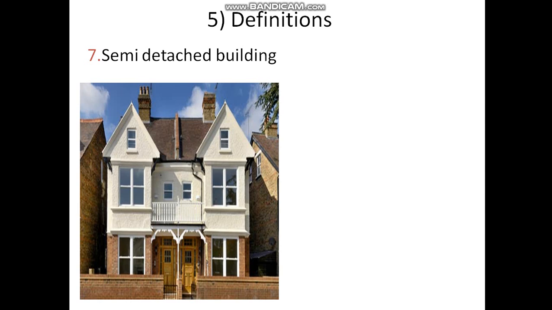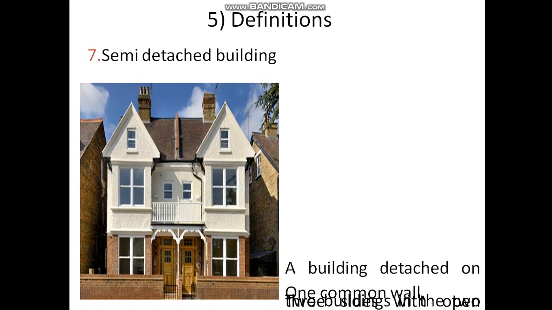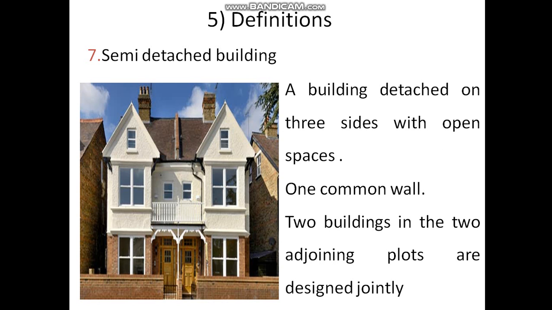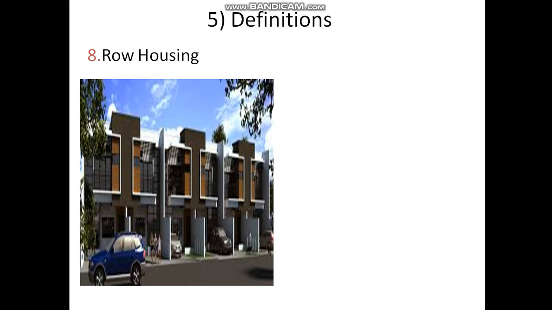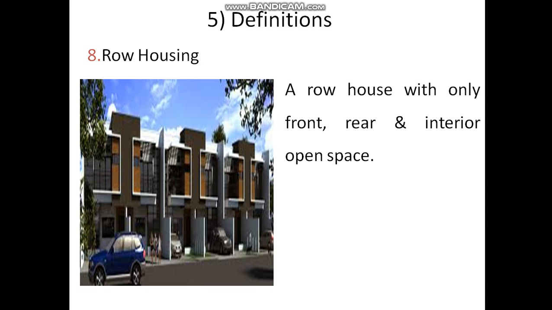Semi-detached building. In semi-detached building, one wall is common and open space is there on three sides of building. A building detached on three sides with open space, one wall is common. Two buildings in the two adjoining plots are designed jointly. Then row housing. In row house, two walls are common, only front and rear margin is there.